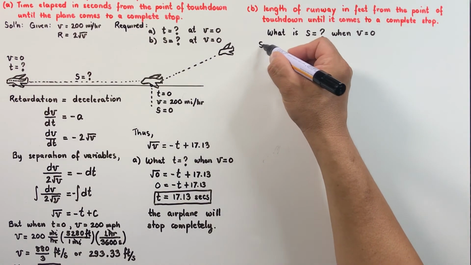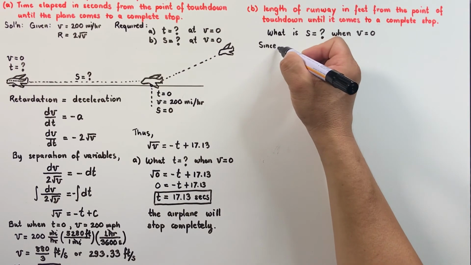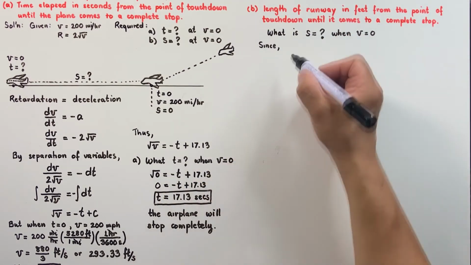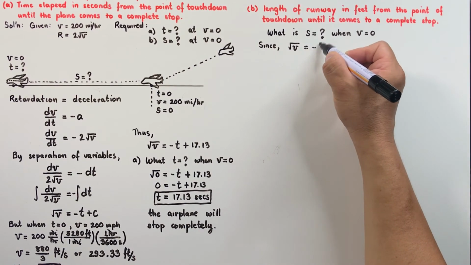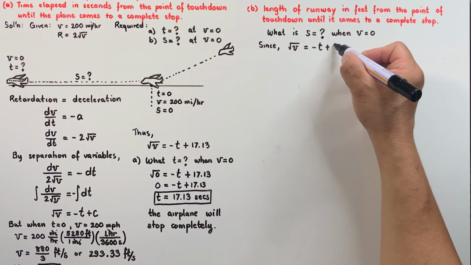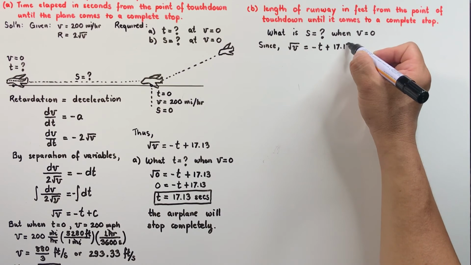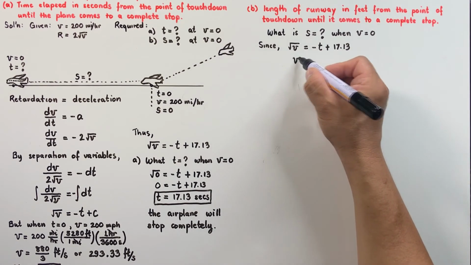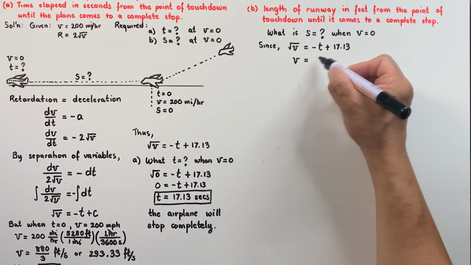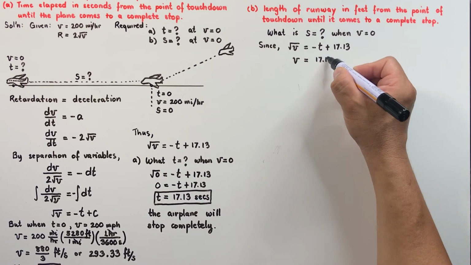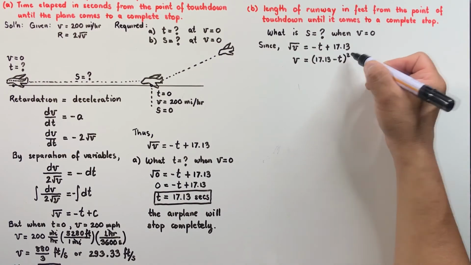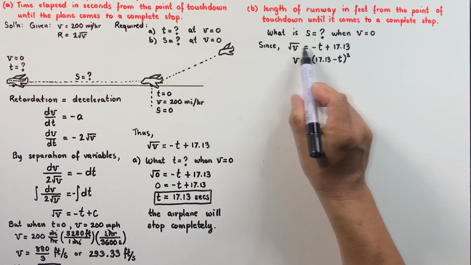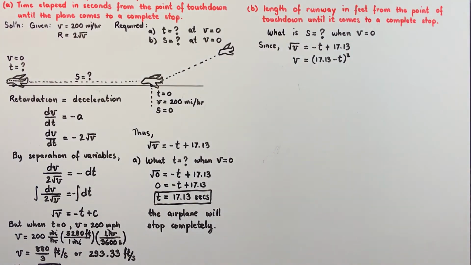So, since we know from this equation that the square root of velocity is equal to the negative t plus 17.13, we can solve for the v. So v is equal to 17.13 minus t to the power of 2 by raising both sides of the equation by 2.